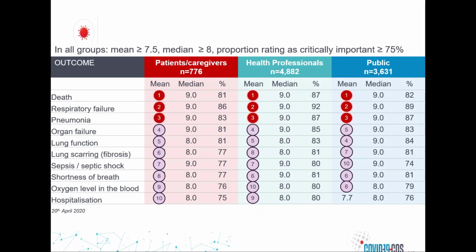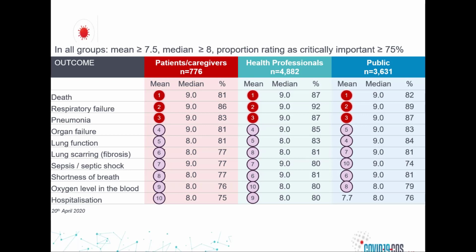And here are the results. So the participants were actually asked to rate the importance of the outcomes that were based on the systematic review and also input from patients on the GRADE scale, so from 1 to 9. A grading of 7 to 9 meant that that outcome was of critical importance to the respondent.